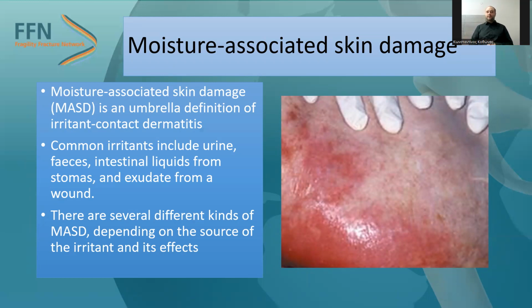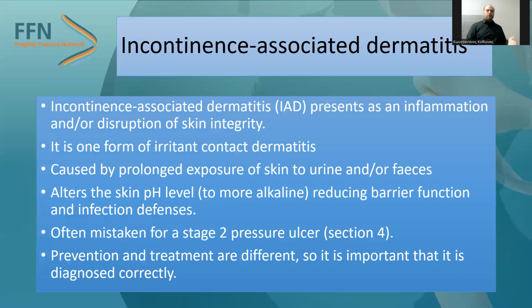There are several different types of moisture-associated dermatitis. The most common form is linked to incontinence. It is the result of prolonged exposure of the skin to urine or feces and is a form of irritant contact dermatitis. The moisture itself and the chemical irritants contained in urine and feces alter the skin pH level so that it becomes more alkaline. This reduces the barrier function of the skin and depletes infection defenses.